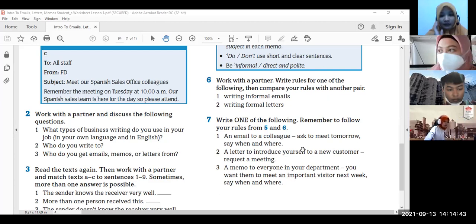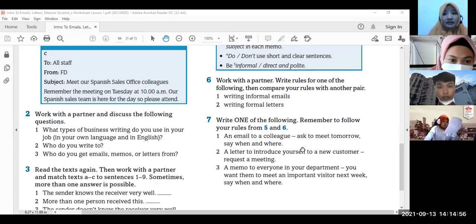Number 3, a memo to everyone in your department. You want them to meet an important visitor next week. Say when and where. So where do you want to meet the visitor and when? Okay, next week. So for example, today is the 13th. For tomorrow, you can say 14th of September, or next week, what is next week? Like 20th, in the 20th of September. Okay, for this one.